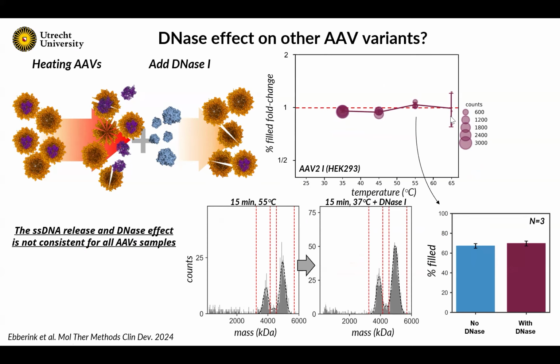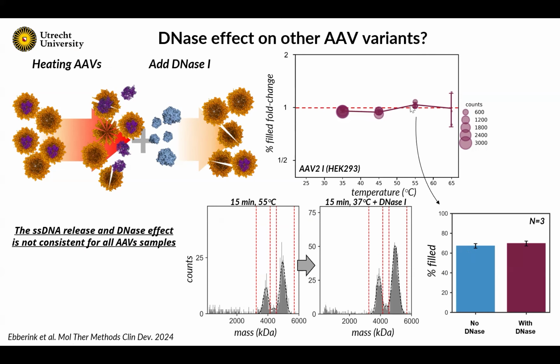If we incubate this sample at a high temperature, so 65 degrees, we have hardly any capsids left. So the circles are very small. It means that there are only a few AAVs that we can count. So it's not really a useful sample. But if we incubate first at 55 degrees, we still have about 60% or so of filled capsids left.